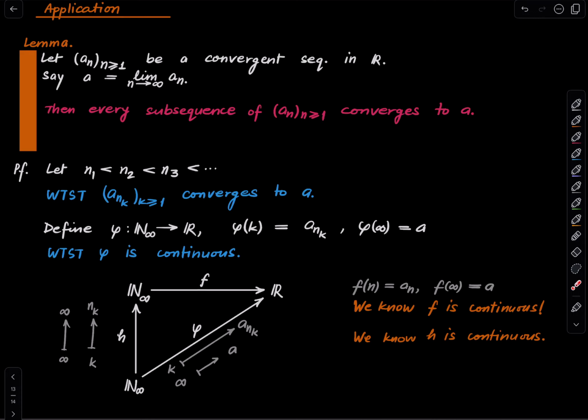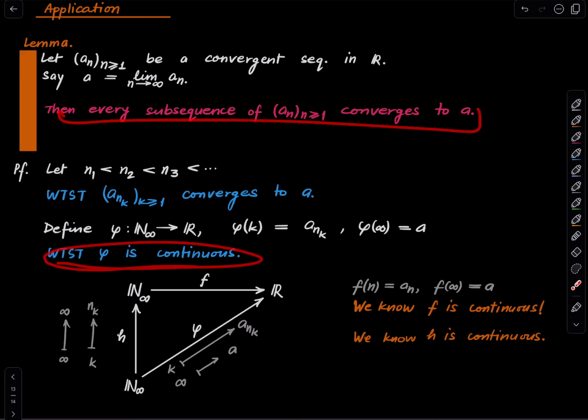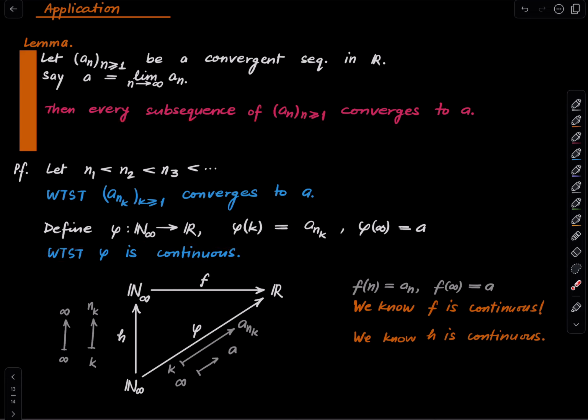Okay, so phi is the composite of f and this guy, but this is continuous and that is continuous. So phi is the composite of two continuous functions and hence phi is continuous. And this is what we wanted to show to prove this statement. And we are done. So that's very nice.